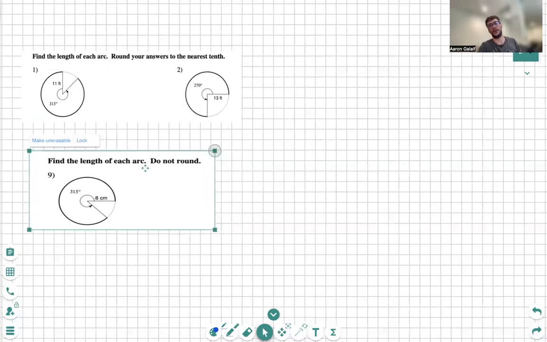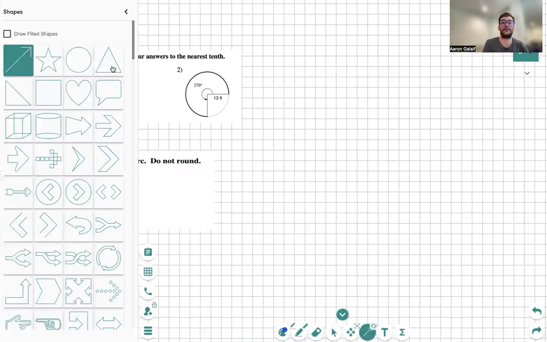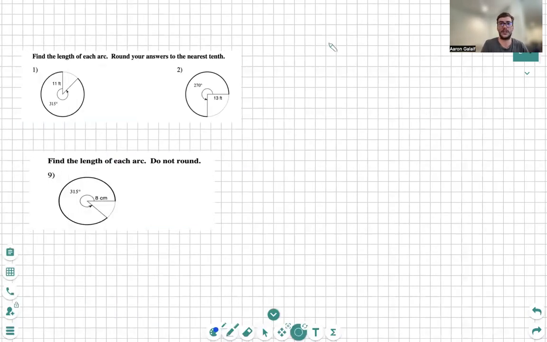Hello. In this video, we're going to go over finding arc lengths. This is going to be a little similar to how we found area of sectors and areas, because we're basically finding a piece of the circumference. So let's go over that first. What are we talking about here?